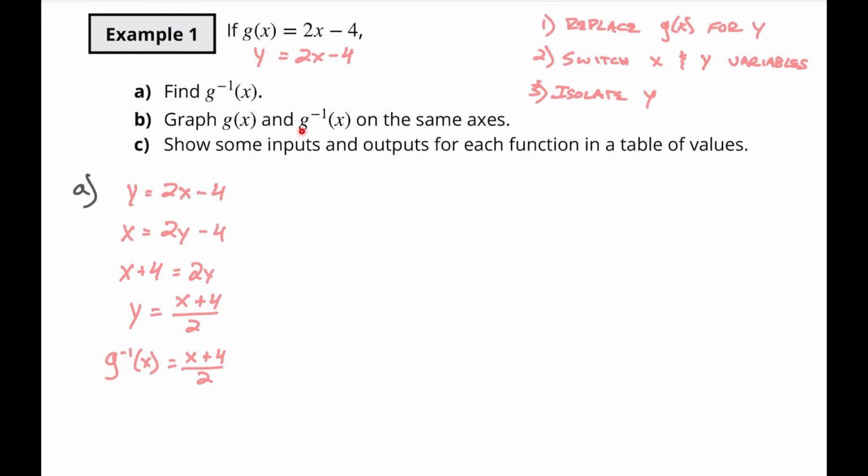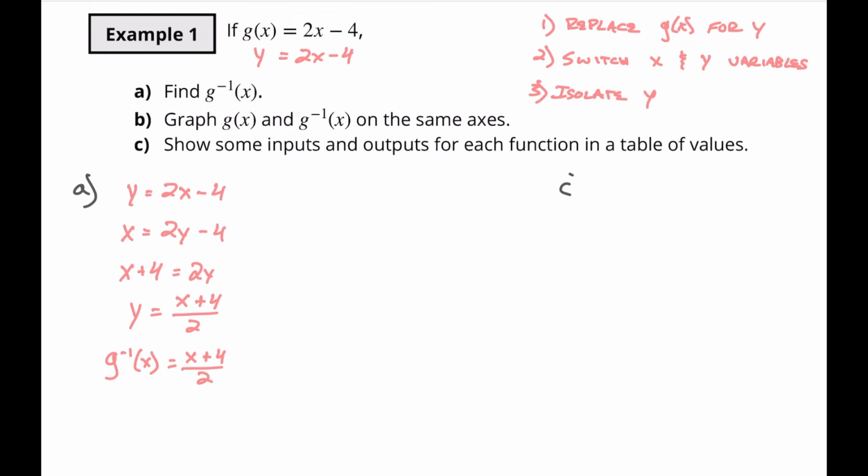Now, it says graph g of x and the inverse of g of x on the same axes. I'm actually going to cheat. I'm going to go to step C first. Now, on any kind of homework problems, this is fine. If this were a test question, you can't really jump ahead to then go backwards. That's just going to kind of break the rules of the test. You generally can't use stuff down here to solve stuff up here in this middle step. But I think for our demonstration, showing the table of values first will help us graph it and then see the relationship between these two things.